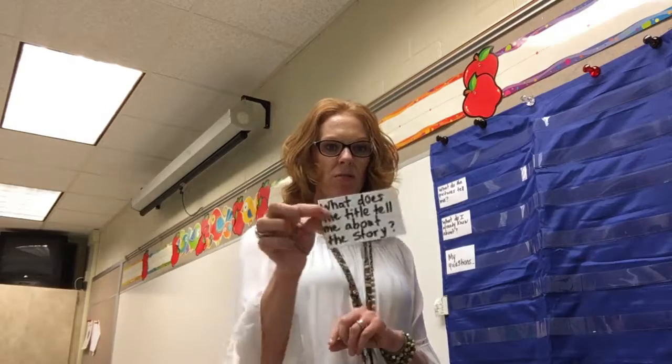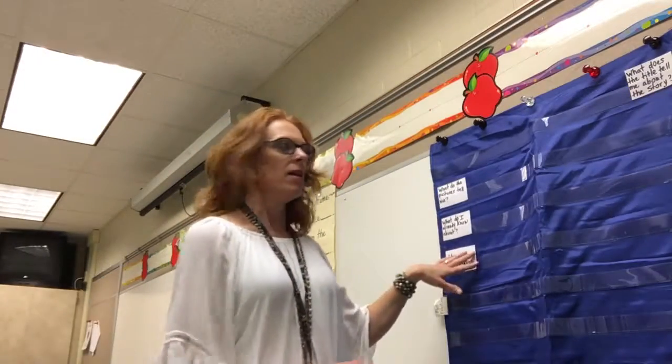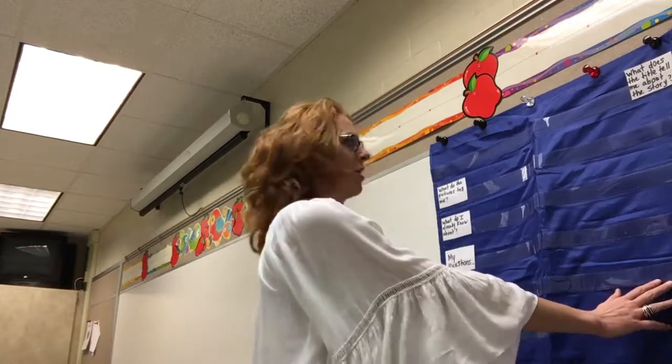For example, card number 1 says, "What does the title tell me about the story?" These are questions I would ask them even before I start reading. So I'm already going to elicit conversation about the title. After the card has been answered, I move my card over to the other side. As everything moves over to this side, they know that they have answered those questions.